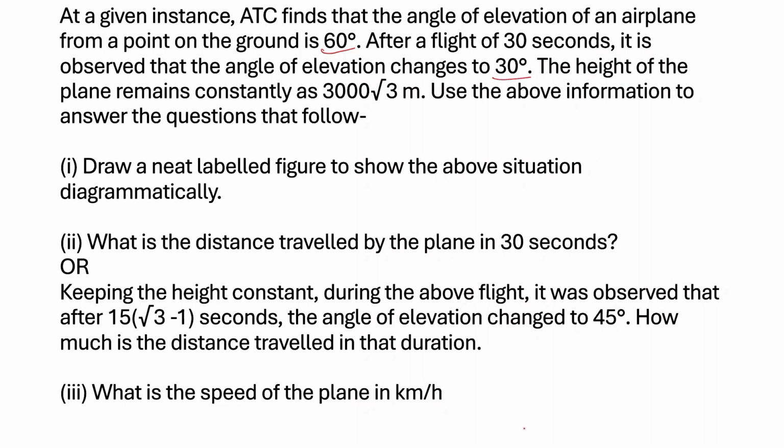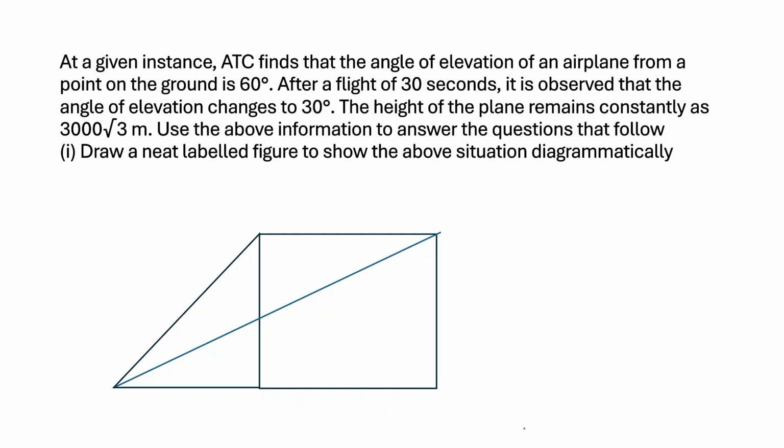The height of the plane remains constantly as 3000 root 3 meters. Use the above information to answer the questions that follow. The first question: draw a neat labeled figure to show the above situation diagrammatically. I can just say this point is the ground. From here, they are doing the observation of a plane. It is here at point B.